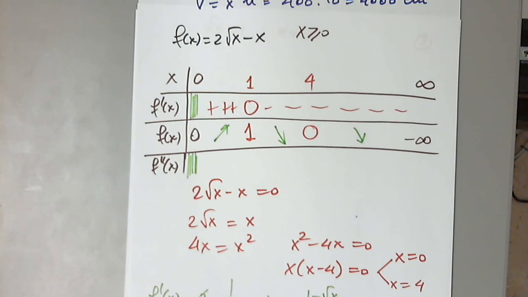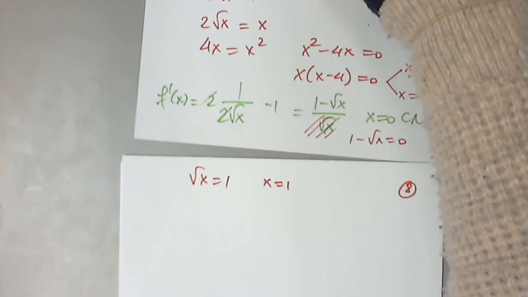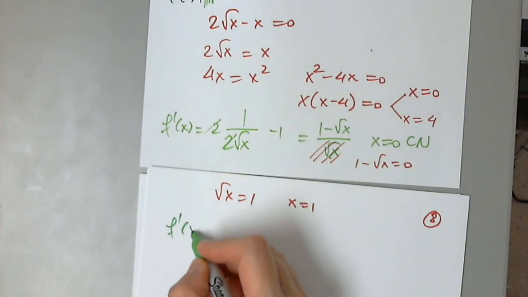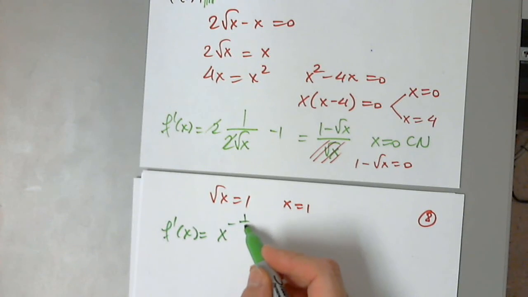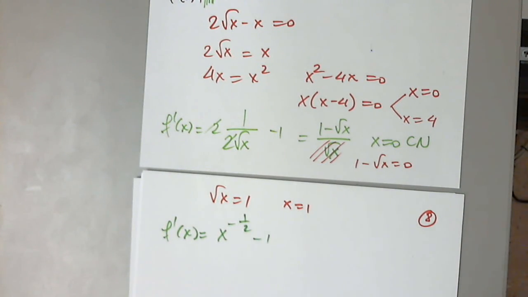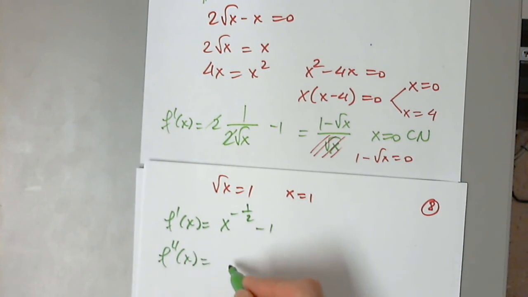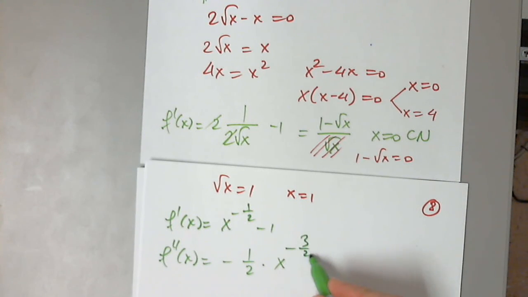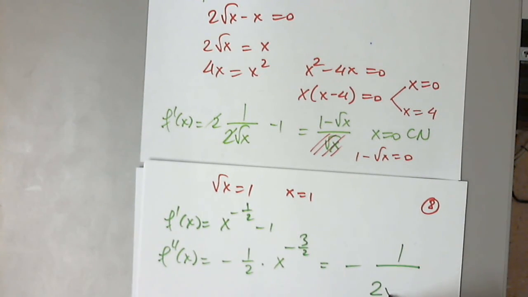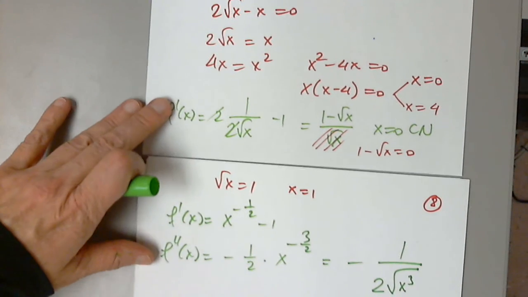And now finally we want to look at the second derivative. I will not use the fraction, I will use this to differentiate, right? So the derivative now is x to the negative 1/2, minus 1. But when I differentiate, I get negative 1/2 times x to the negative 1/2 minus 1, which is negative 3/2, or negative 1 over 2 the square root of x cubed.